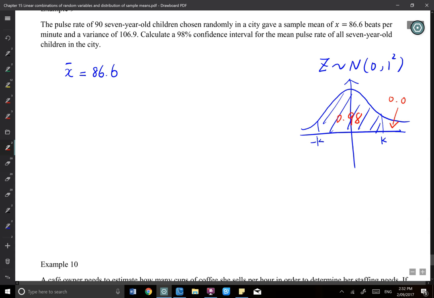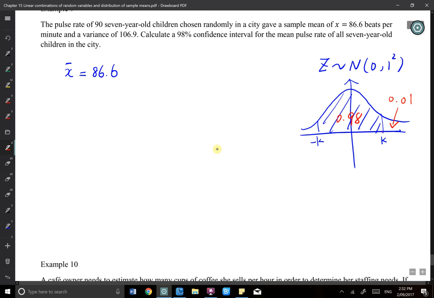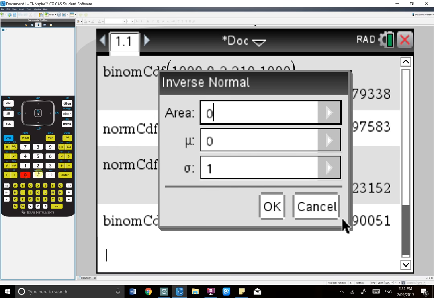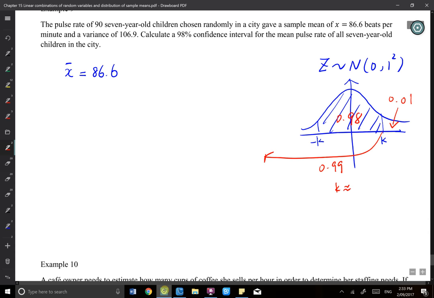0.01. Okay, 1 subtract 0.98 is 0.02, and divide by 2, 0.01. So to the left of k, what you have is 0.99, right? So, calculator, menu 5 5 3, inverse normal, 0.99, 0 and 1. It is 2.326. 98% is 2% left, 1% on each side. Then you exclude the right hand side. The left hand side is 0.99. The K is 2.326.